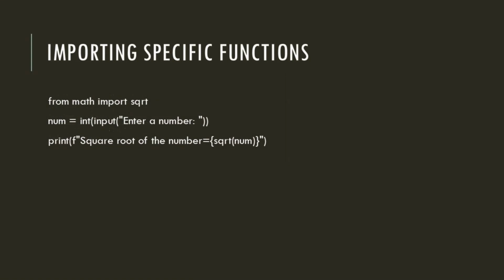We can also import the specific function from the module. Then there is no need to prefix with the module name. Example, from math import sqrt. Number equal to 16. Square root result equal to sqrt of number. Print f-string, the square root of number is square root result.